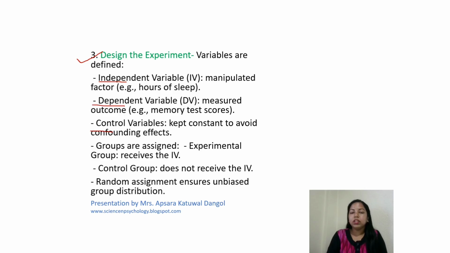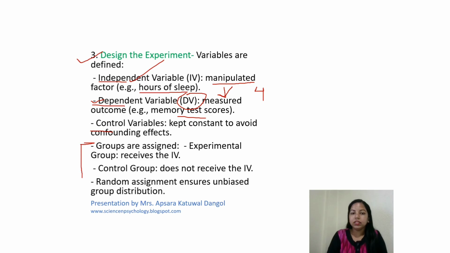So your independent variable is the hours of sleep because we can manipulate this factor. Whatever we want to measure, that is the dependent variable, and the dependent variable is the effect. So if a person sleeps for 4 hours, will it affect the memory test or not? The control variable is kept constant to avoid confounding effects.